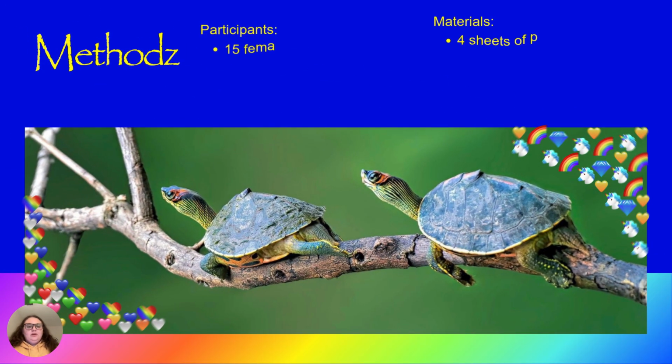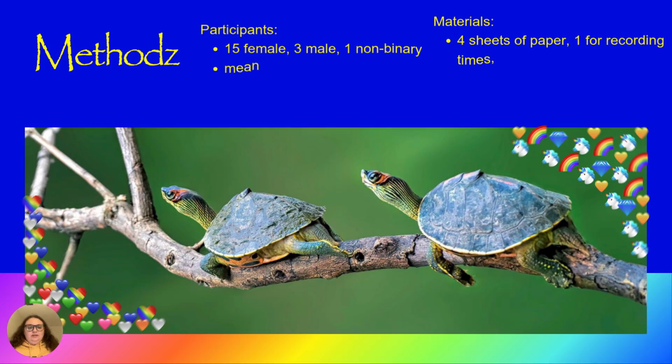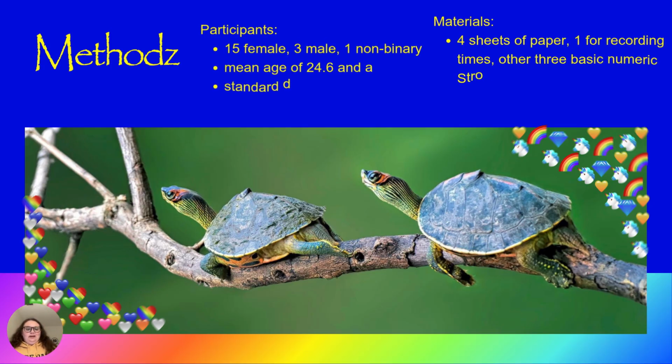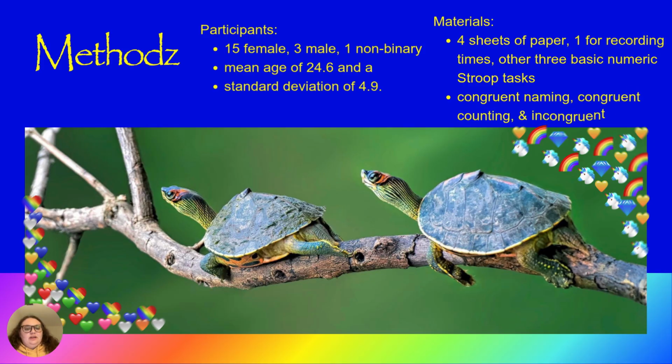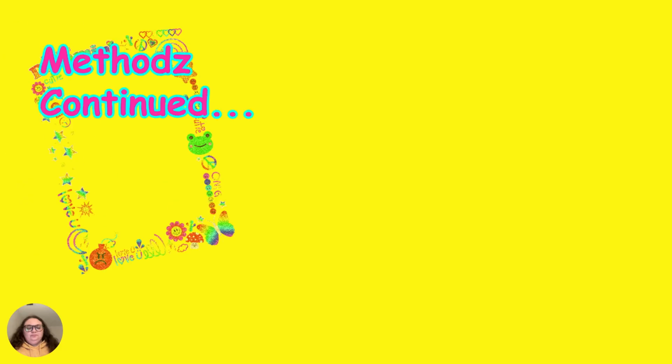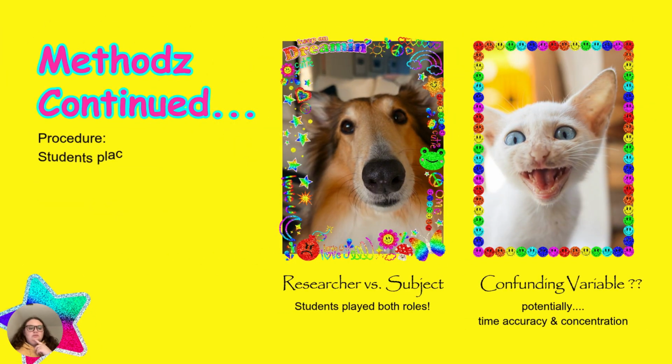So, methods. Participants: 15 female, 3 male, 1 non-binary, mean age of 24.6, and a standard deviation of 4.9. Materials were 4 sheets of paper, 1 for recording times. The other 3 featured basic numeric Stroop tasks that were congruent naming, congruent counting, and incongruent counting. My apologies. Methods continued.